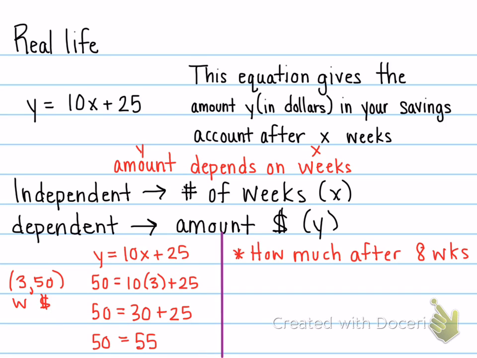So weeks, we know, is our x value. So basically in this one, we're taking y equals 10x plus 25, and we're going to plug that 8 in for the x right away. I get y equals 80 plus 25, so y equals 105. So they're saying after 8 weeks, you will have $105.